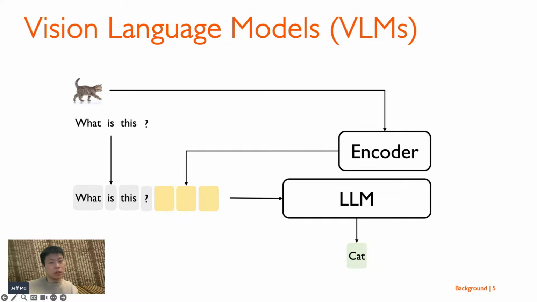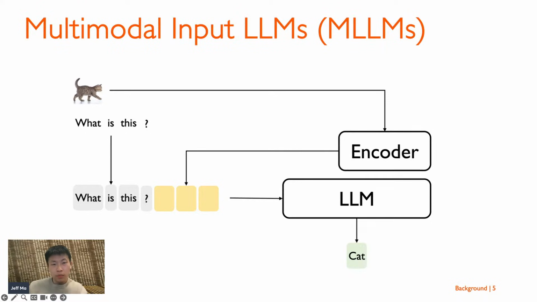Because image is a new type of input, we call these input types modalities. And we use a general term for models that could take multiple input types: multimodal input models, or MLMs in short. Of course, there are other modalities, such as video or audio, and the process will be pretty much the same. When there's input video, the video will go through a video encoder, and when there's input audio, the audio will go through an audio encoder.